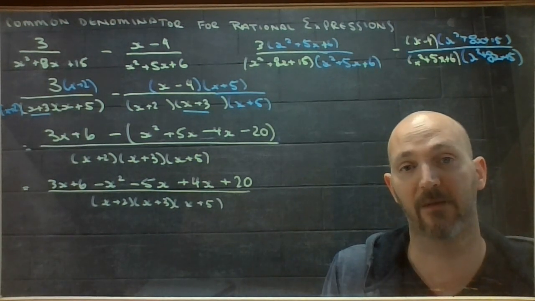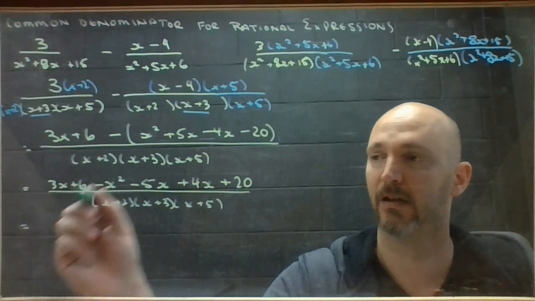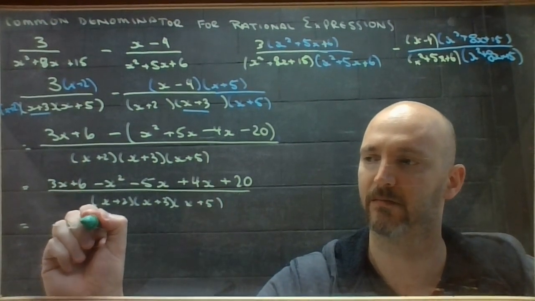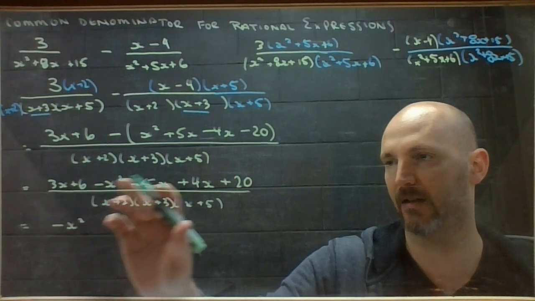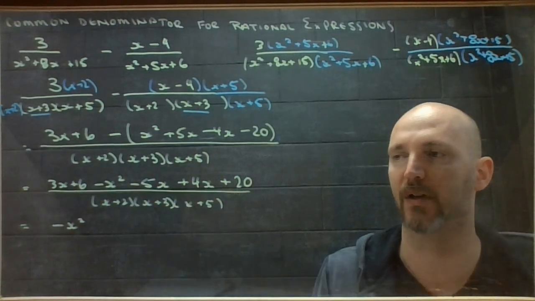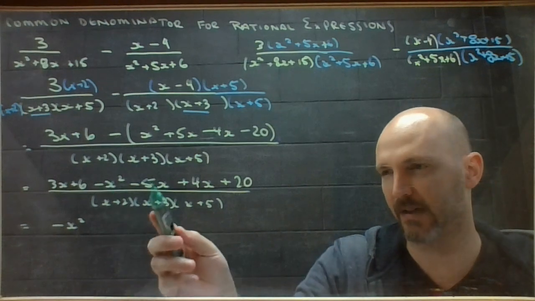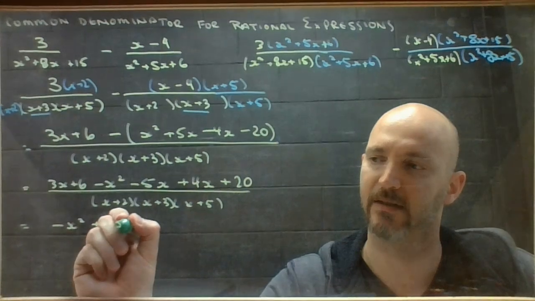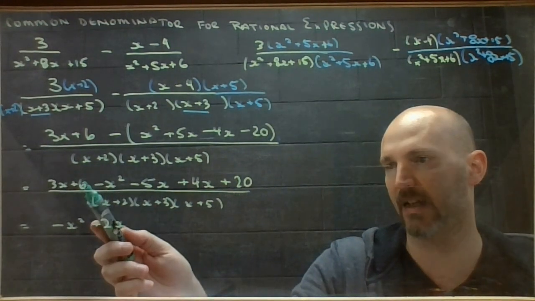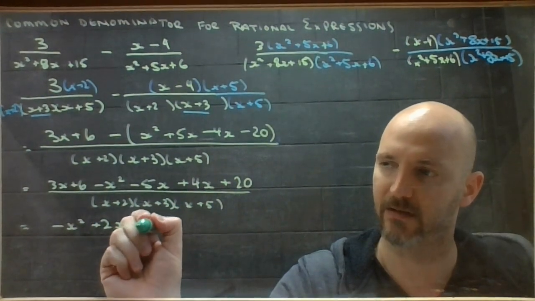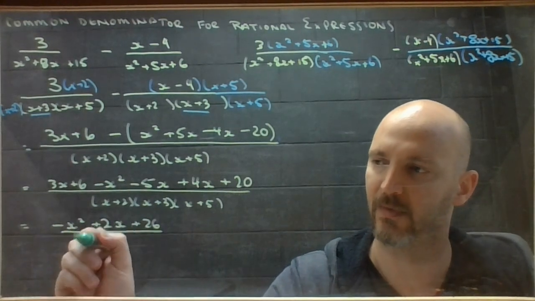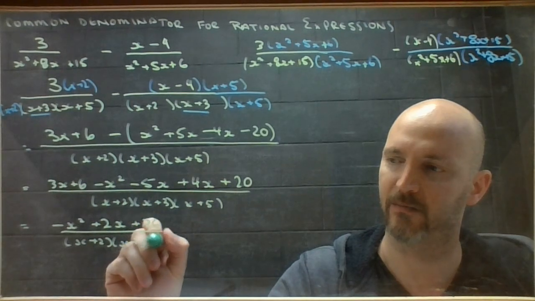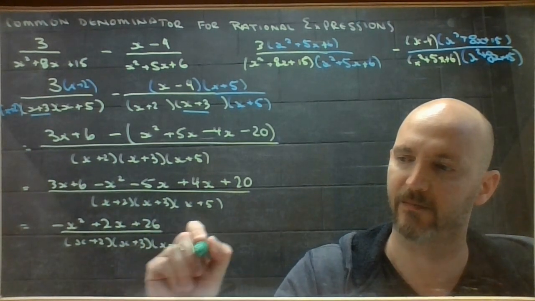Now I just have to gather my like terms. I have a negative x squared, it's the only x squared up there. I have 3x's here, minus 5x's plus 4x's. So 3 minus 5 is negative 2, negative 2 plus 4 is positive 2x's. And I have a 6 and a 20, that gives me 26 over x plus 2, x plus 3, x plus 5.